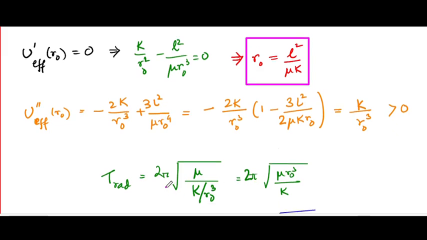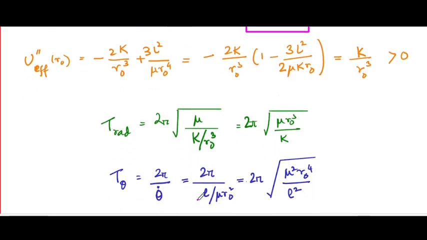This is the radial time period, and it's given by 2 pi over the square root of mu divided by u double prime effective at r0, and that's nothing but 2 pi square root of mu r0 cubed by k. So far, so good. We have got T radial. We need to compare this with the time it takes for the particle to go all the way around. And we are just going to use the circular orbit's value for that.